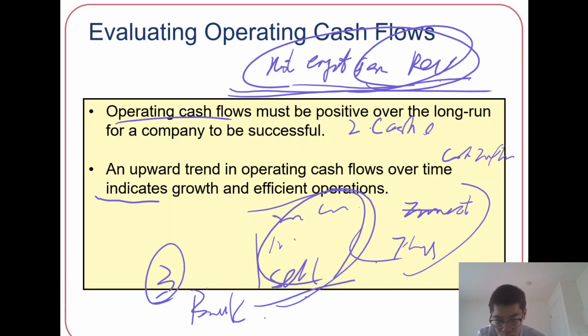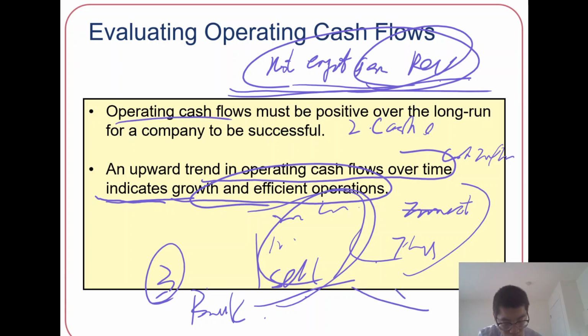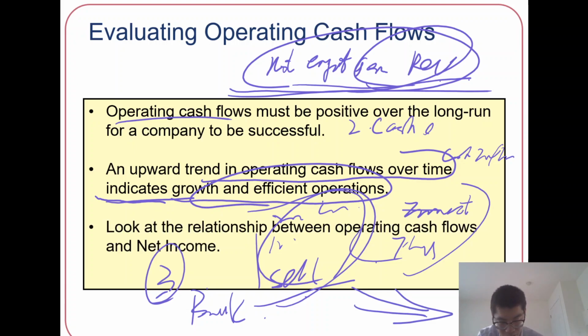An upward trend in operating cash flows over time indicates growth and efficient operations. If you see the cash flows from operating activities in a decreasing trend, that tells something.